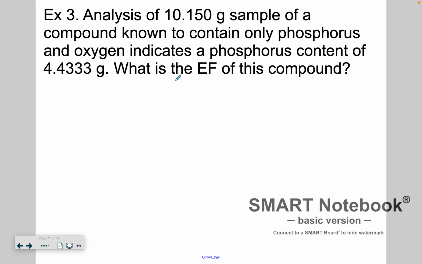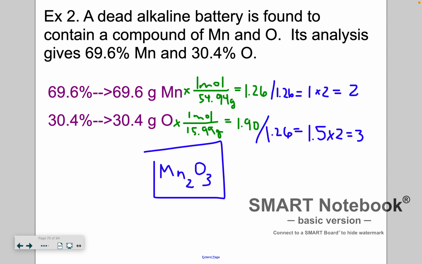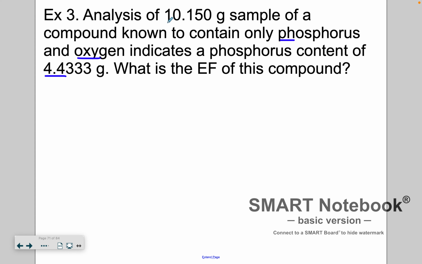Okay, analysis of a 10.150 grams sample of a compound known only to contain phosphorus and oxygen indicates a phosphorus content of 4.4333 grams. What is the EF of this compound? Okay, so they tell me how many grams I have of phosphorus out of the 10.15. And with all of this, we have to start with the percent. Okay, so I'm given this compound, and the total mass of that compound is 10.150.